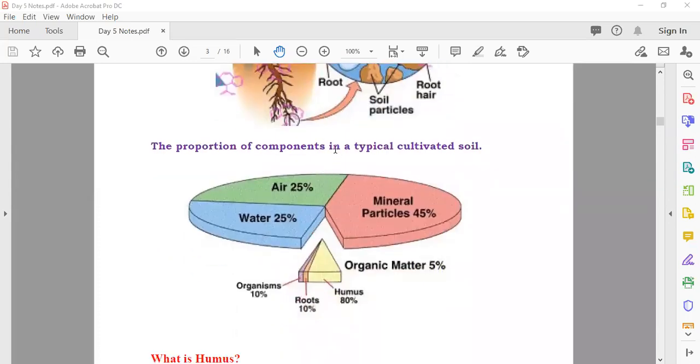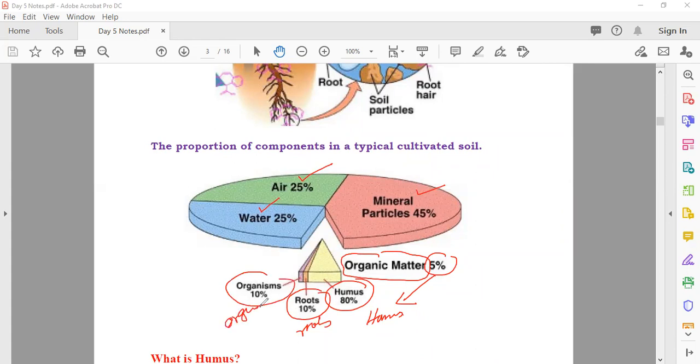Now they're saying that if you want to take a percentage, for example the composition of the soil, the air is 25% in the soil, the water is 25%, minerals are 45%, and the remaining 5% is organic matter. And in that organic matter, if you go into further detail of the 5%, most of the part is humus, and the other parts are roots and organisms. We'll see what humus is.